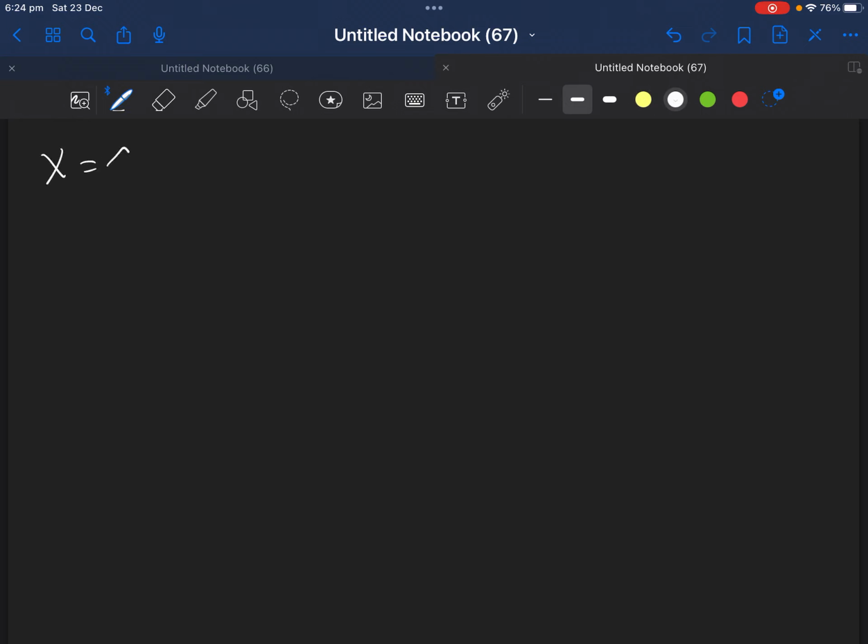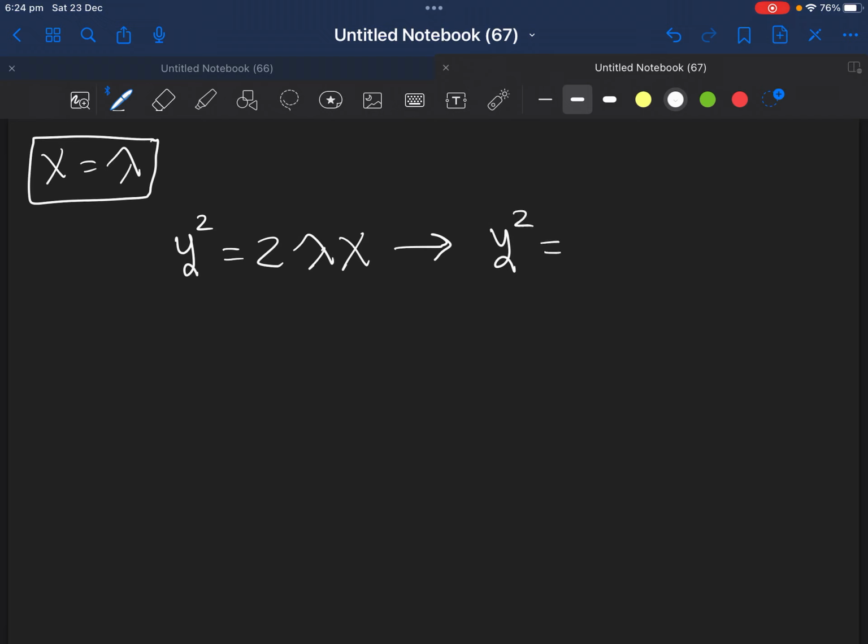So here we have x equal to lambda. So what do we get? Equation 1 will become y squared equal 2 lambda x, which means y squared equal to 2. Instead of lambda, I will write x. So x with x, I will get x squared. So I get this one.